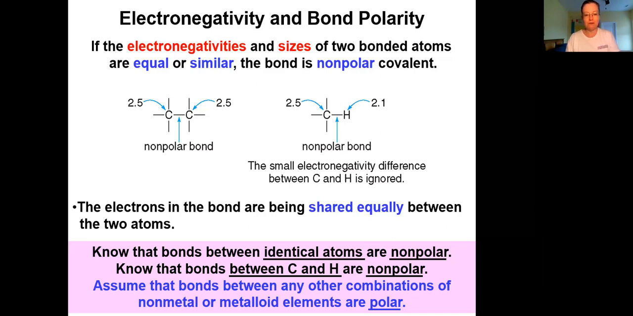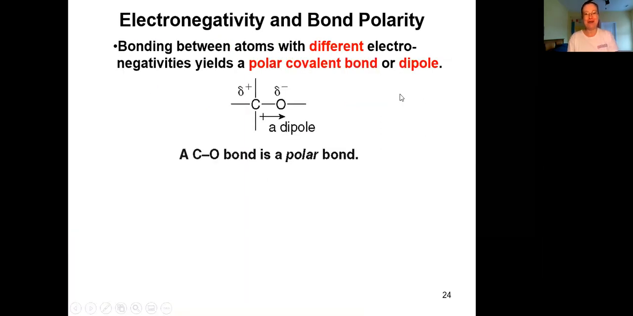Okay, so what happens next? Well, there we go. If I have two atoms that are bonded together, covalently bonded, but they have different electronegativities and/or the difference in the size of the atoms plays a role, we are going to end up with a polar covalent bond. It's also known as a dipole. So dipole, di meaning two, as we know from naming our covalent compounds, meaning that there is a positive side and a negative side. An example would be a bond between carbon and oxygen.